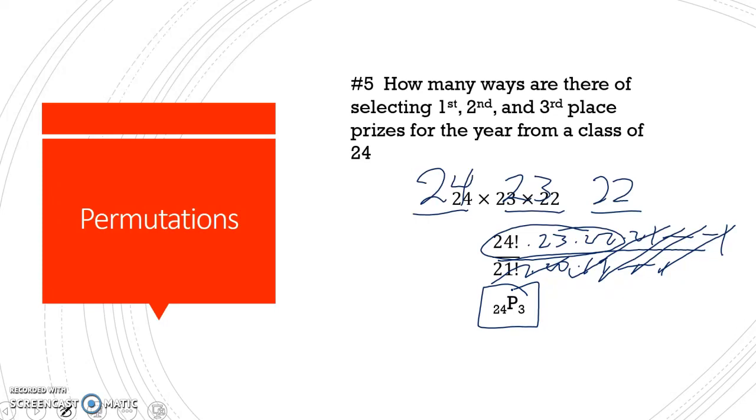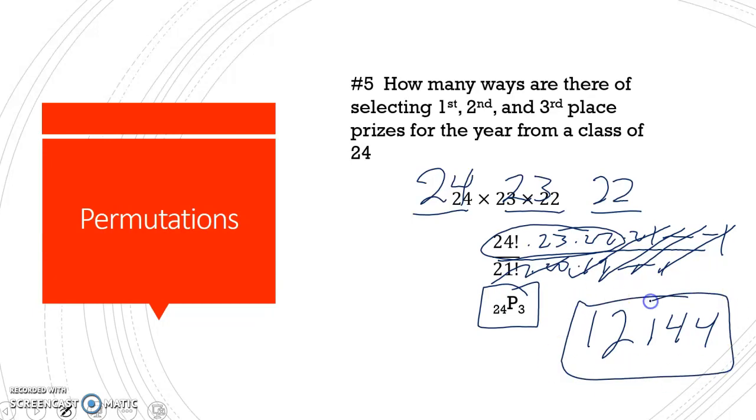You can find this. First you press 24, and then you go to math, go over to probability, and then you see the nPr button, which I think is number 2. If you press that, you're picking 3 people out of 24. So then you select the 3, press enter, and you can see that you get 12,144. There are 12,144 different first, second, and third place arrangements out of a class of 24. That's a permutation because order matters.